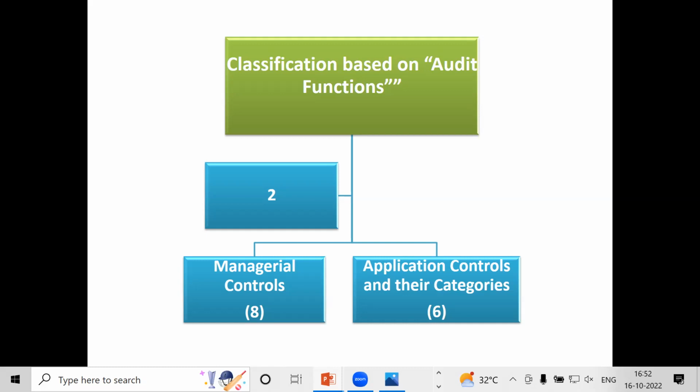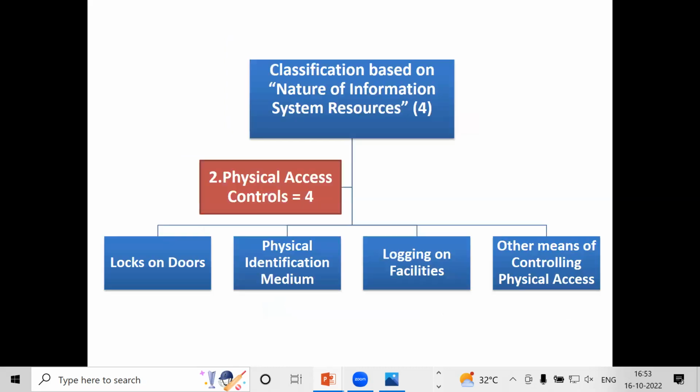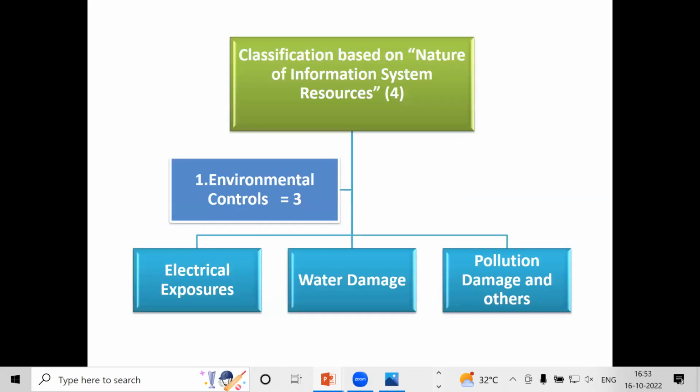Now, application control means, in a specific application, say for example in Tally, you will configure certain controls which will not allow unauthorized processing of data, improper processing of data, improper storage of data, improper transmission of data, whatever way it is, or improper calculations. Anything related to the particular application, we call application controls. I have given it in a nutshell.